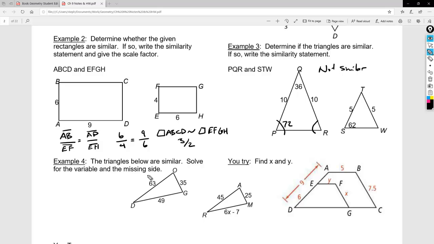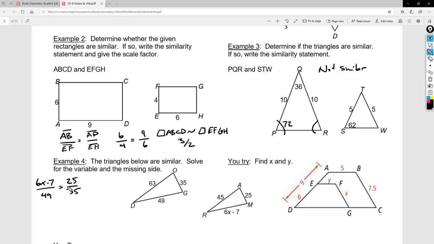Okay, this time they tell us that our triangles are similar. They want us to solve for the variable and for the missing side. So I'm going to create a proportion. I see that RM and DG are our related sides, so I'm going to write a ratio: 6x minus 7 is to 49, and then from here we have options. You could pick AM to OG or AR to OD. I'm going to pick AM to OG, so it's 25 to 35.